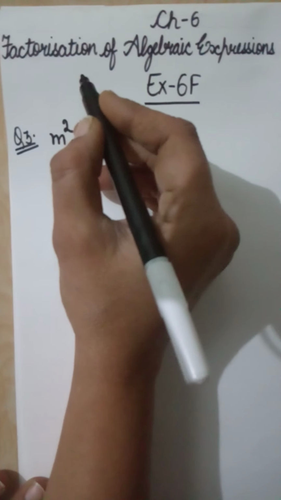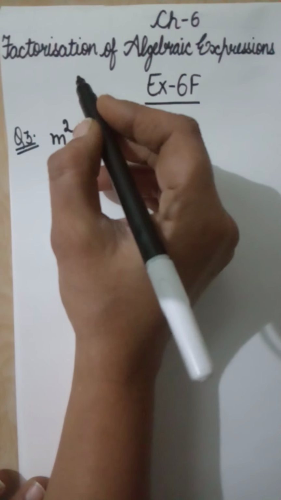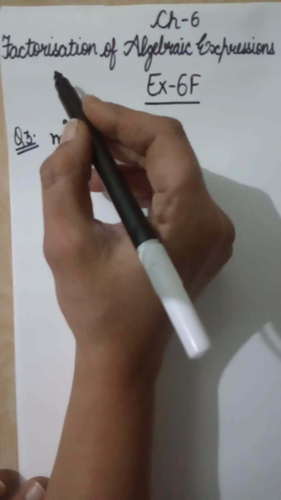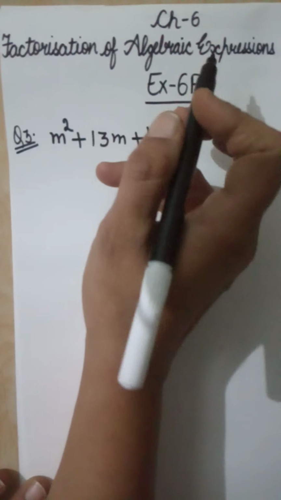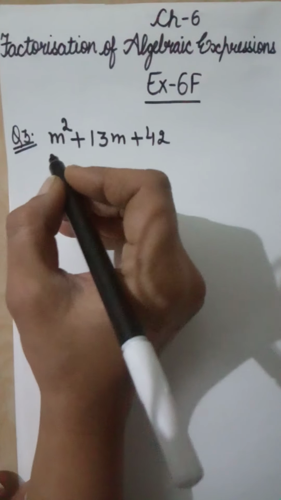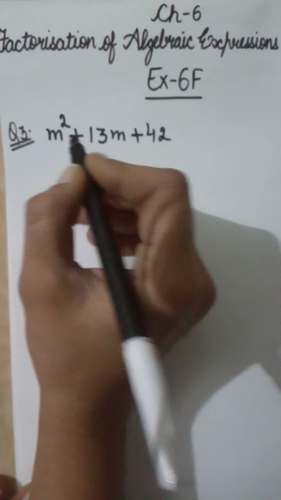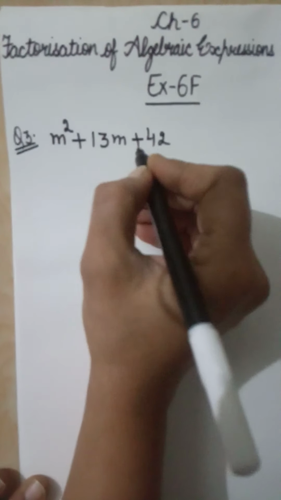Good morning, students. Today we will start exercise 6F of chapter 6, factorization of algebraic expressions. We start with question number 3. Factorize m² + 13m + 42.